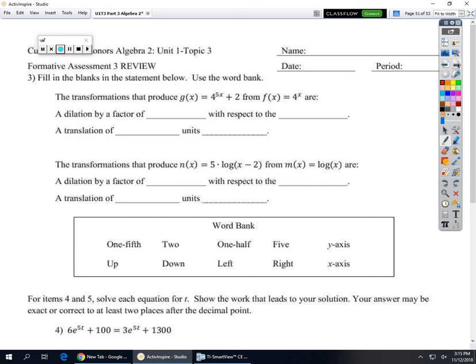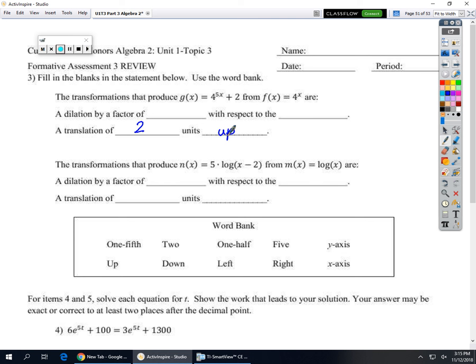Moving on. All right, so 3, we're going to be filling the blanks. So this is pretty much the same type of question as the other one. It's just that you need to identify the transformation from the equation rather than just the graph. All right, so this is a dilation by a factor of blank with respect to the blank, a translation of blank units blank. The easiest one is translation. There's a plus 2, so that moves it 2 up. So it's a translation of 2 units up.